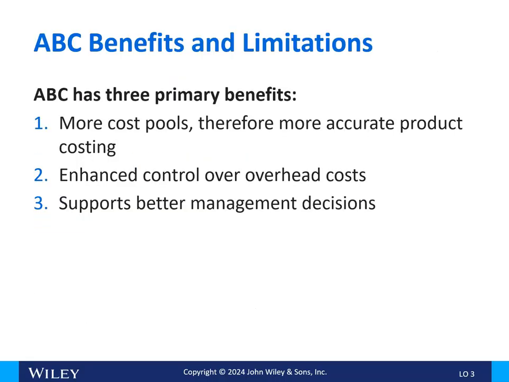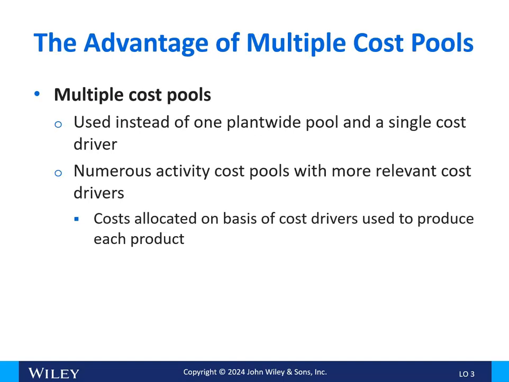Now we'll explain the benefits and limitations of ABC. Three primary benefits: more cost pools, therefore more accurate product costing. We have enhanced control over overhead costs, and it supports better management decisions. So let's look at these in more detail.